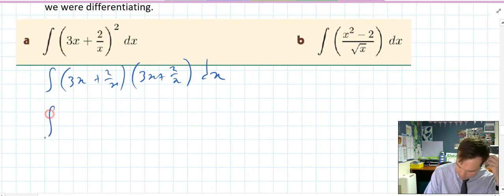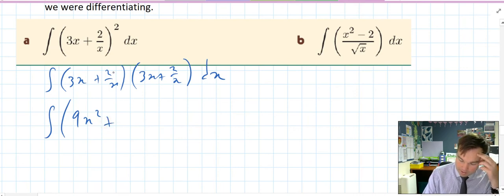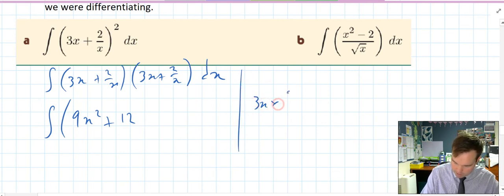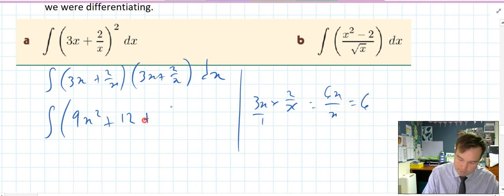So now we have integral of bracket 9x squared plus 3 times 2 on x, excuse me, 3 times 2 on x is just going to be 6. And that's going to happen twice, so 12. If you're not sure, 3x times 2 on x is 3 on 1 times 2 on x. 3x times 2 is 6x on x is just 6. And then at the end, we are going to have plus 4 on x squared dx.